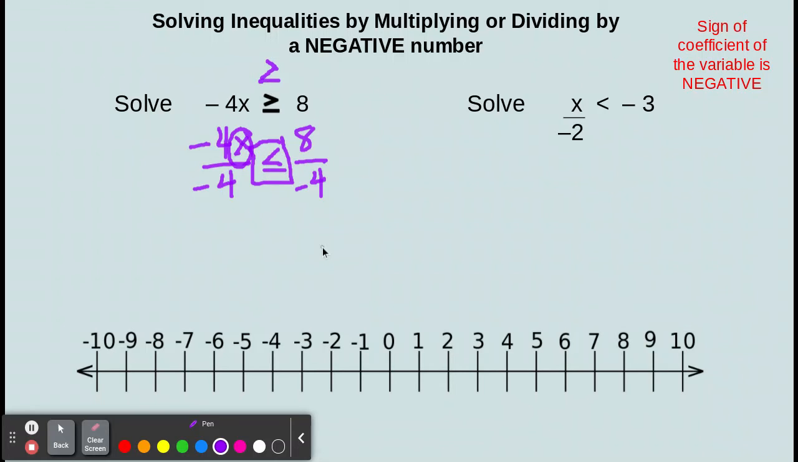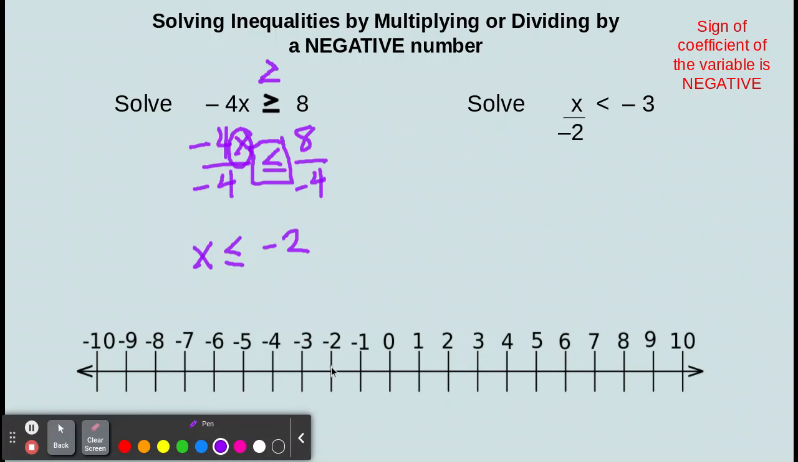our inequality sign. Okay? When you have a negative coefficient, you must flip your inequality sign when you are solving. Okay, and this is the only situation you need to flip the inequality sign. So our solution then becomes x is less than or equal to negative 2.